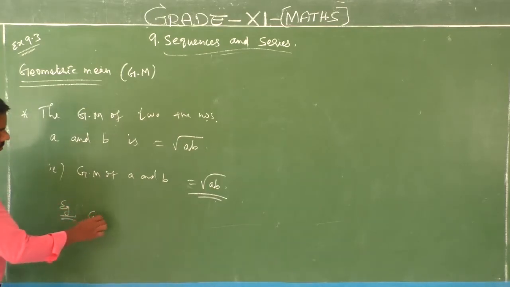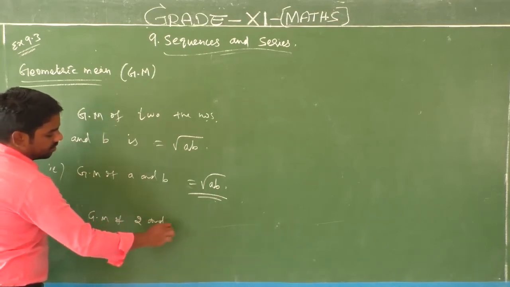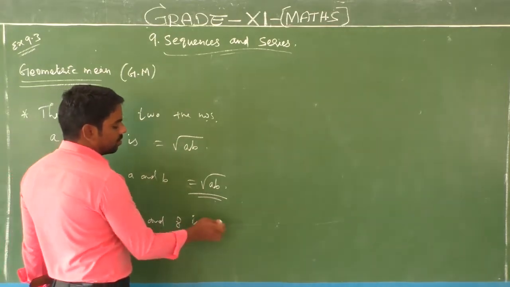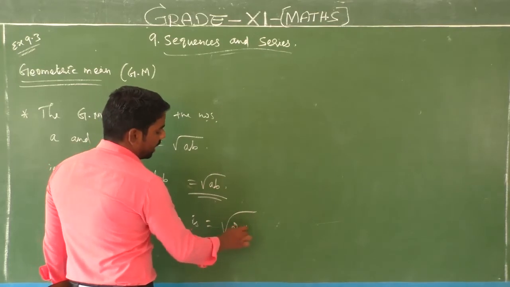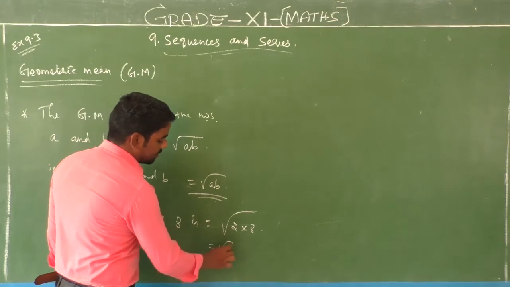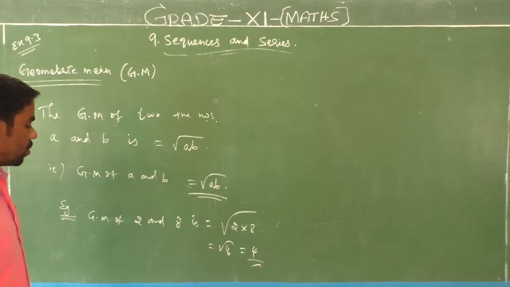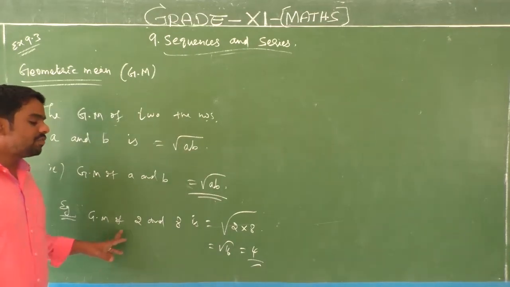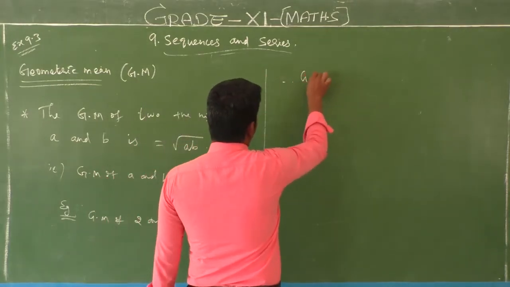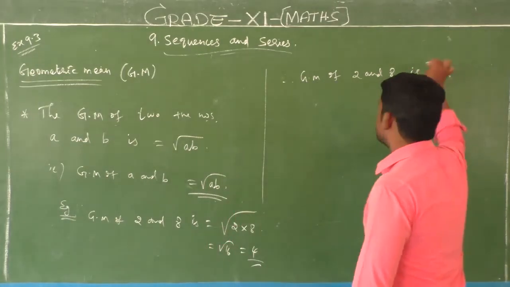the geometric mean of 2 and 8 is equal to root of 2 into 8. Root of 2 into 8 is root 16. Root 16 is equal to 4. Therefore, the geometric mean of 2 and 8 is 4.